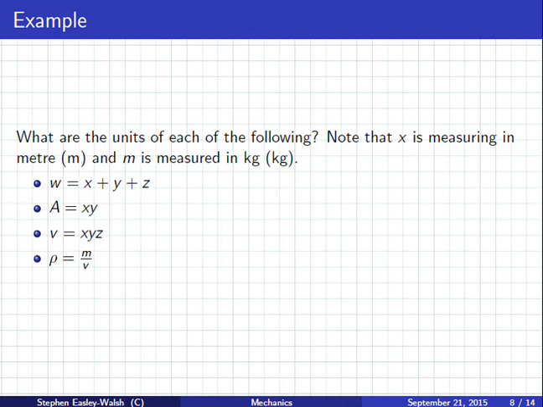Now what are the units of each? We don't even need to write it down. So what's the unit of the first one? Well, what did we say the dimension was? Length. So what's the unit? Meter. The second one? Meter squared. The third one? Meter cubed. And the last one, we said it was kilograms per meter cubed. So that's okay.